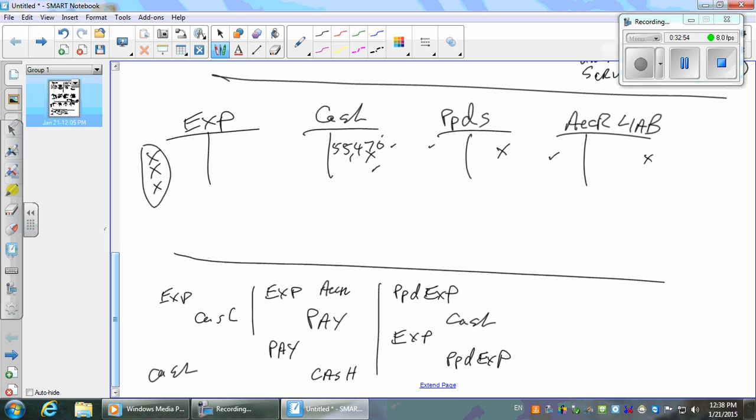is an accrual, and paying for it in advance and deferring the expense is a deferral. That's it. We got them all. Everybody on the same page?